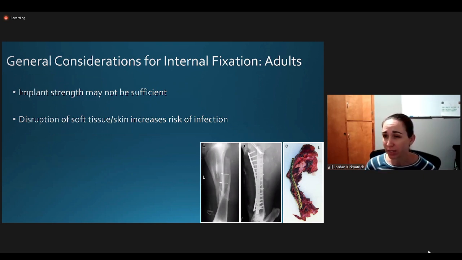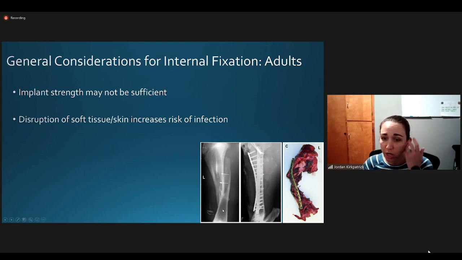And for adults, as I said earlier, the implants that we use are designed for people. And again, the biggest person is a small horse or a small cow. So the implants may not be strong enough. As much as you want it to work, it may not happen.